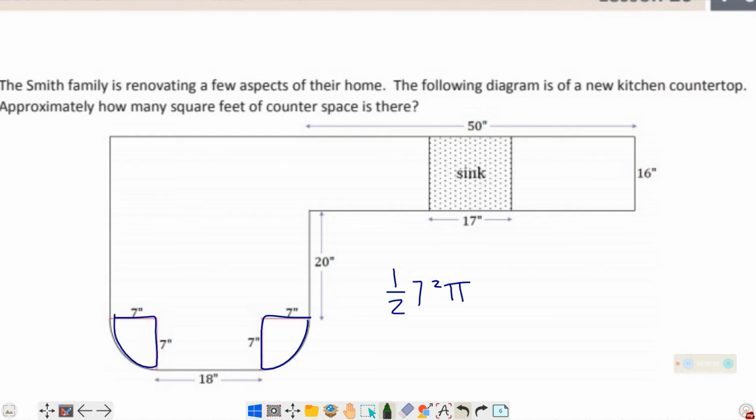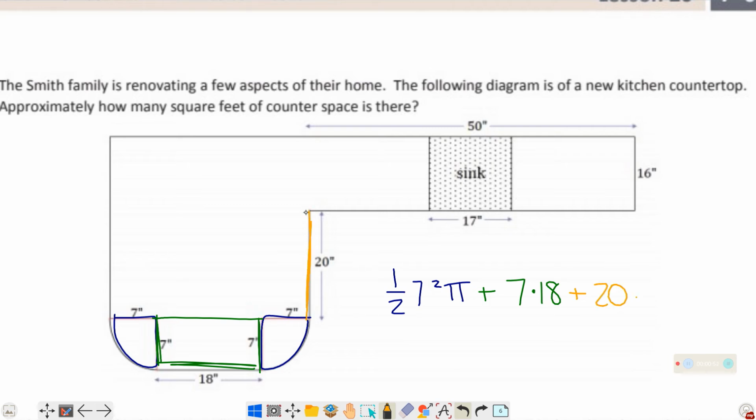Then we need to find this rectangle. It is a 7 tall and 18 wide rectangle. So we're going to add on a 7 by 18. Then we're going to do another rectangle. This one is 20 tall.